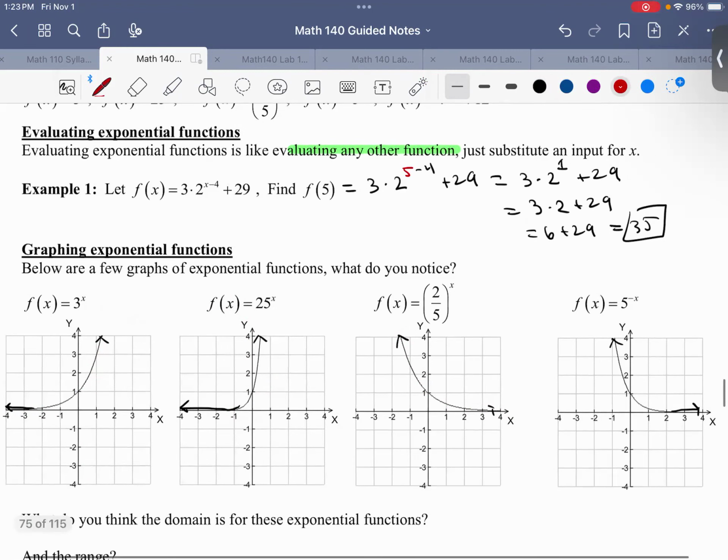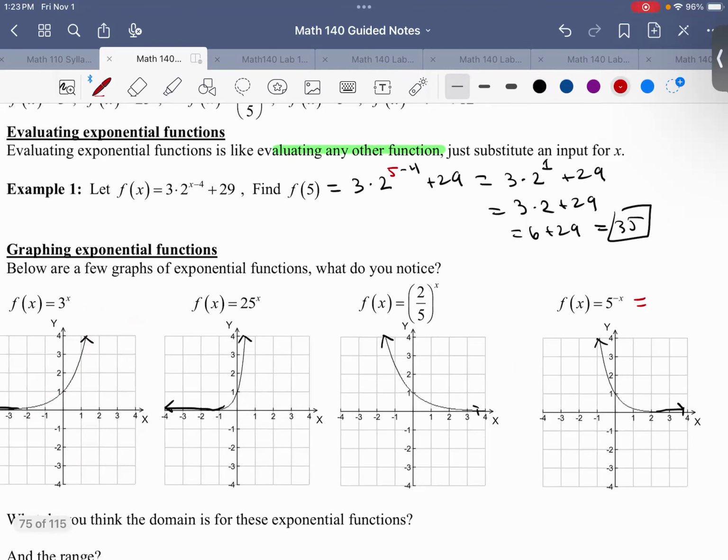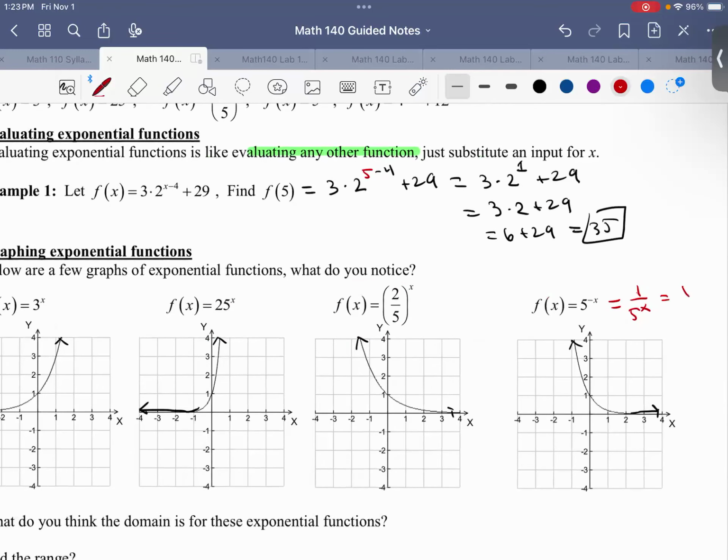One thing we can do here is rewrite this more in the form of our previous examples as 1 over 5 to the x. Because this is a negative exponent, we can move it down. We can move the exponent down to make the exponent positive. And I can also rewrite this as 1/5 to the x.